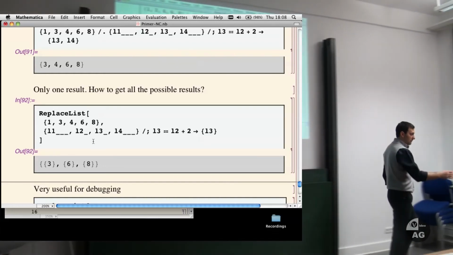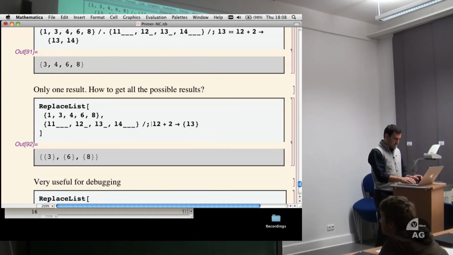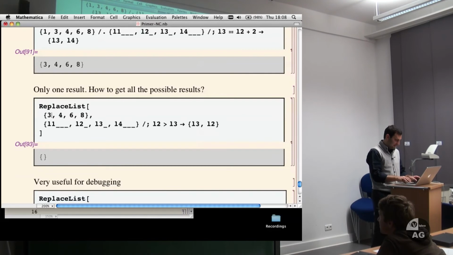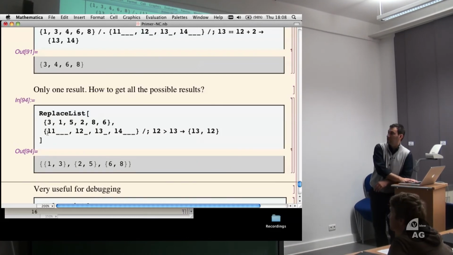actually we can do that. We just have to change: if L2 is greater than L3, return, what do we want? L3 comma L2. Oh, it's sorted. Put a 5, 2, 8, 6. And I get all the pairs that are matched that are not in the right order.